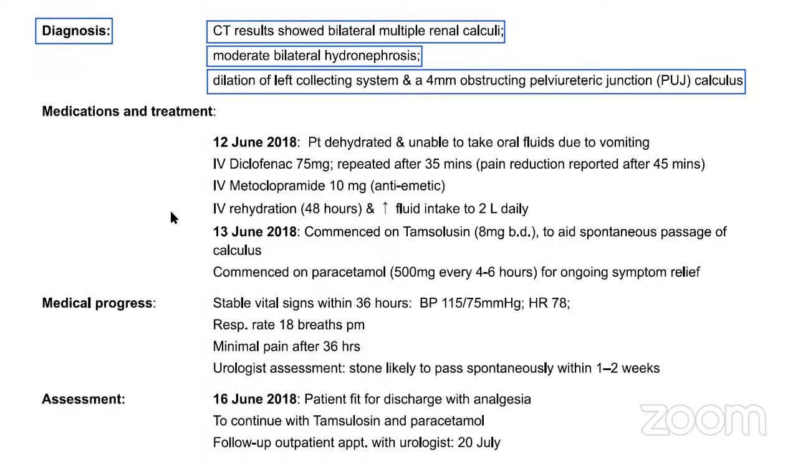Next you see here. Patient dehydrated and unable to take oral fluids due to vomiting. IV, intravenous, diclofenac. Don't write IV, write intravenous. 75 mg repeated after 35 minutes. This is all the treatment you have given, procedure, medication, everything you have done. So all these things you need not tell to the care home people. What medications you gave, what treatment you gave, everything is not important. What is important is what is to be continued; those you have to give.